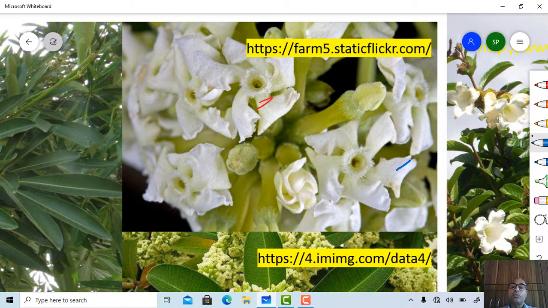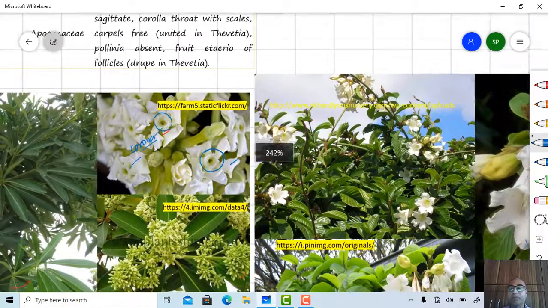Here the gamopetalous condition is present, as well as the epipetalous condition. You may observe certain hairs. These hair-like structures are present in the throat of the corolla, and they are called corona. As they are present on the corolla, they are also called corolline corona.